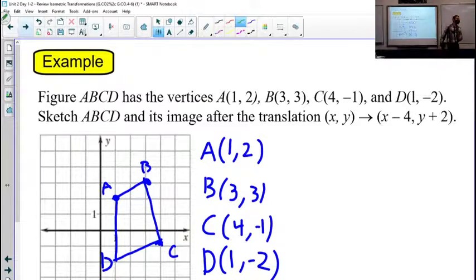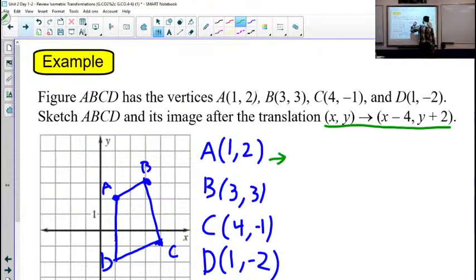Now let's do this for an entire shape. This entire shape is going to get shifted in some way. But before we talk about how it's going to get shifted, let's just do the coordinate rule. Our coordinate rule here is x, y moves to x minus 4, y plus 2. So we're going to take the x coordinates and subtract 4. We're going to take the y coordinates and add 2.